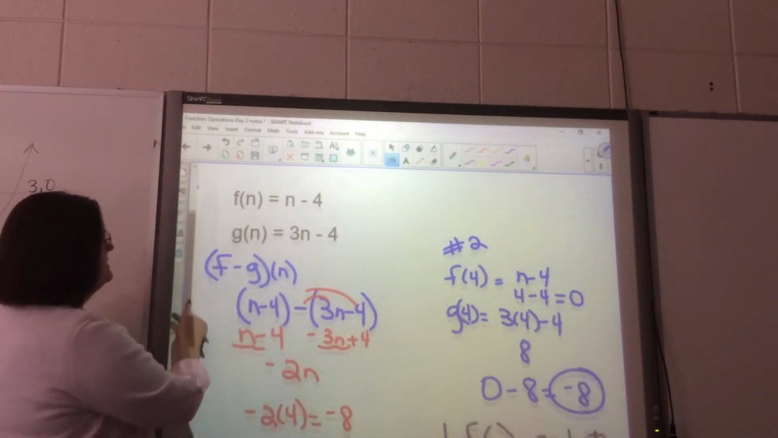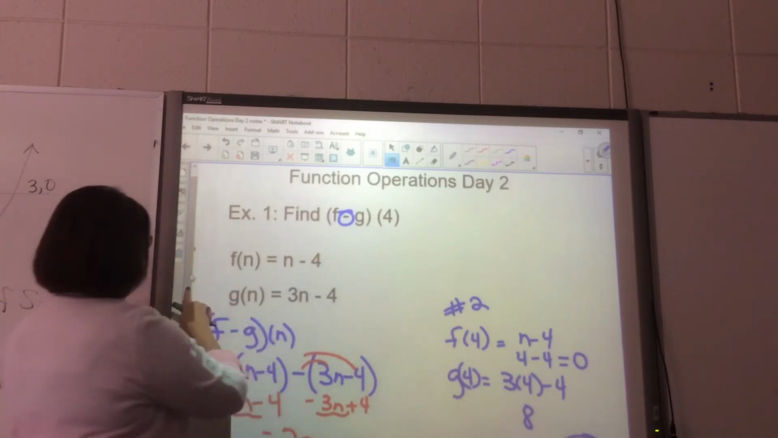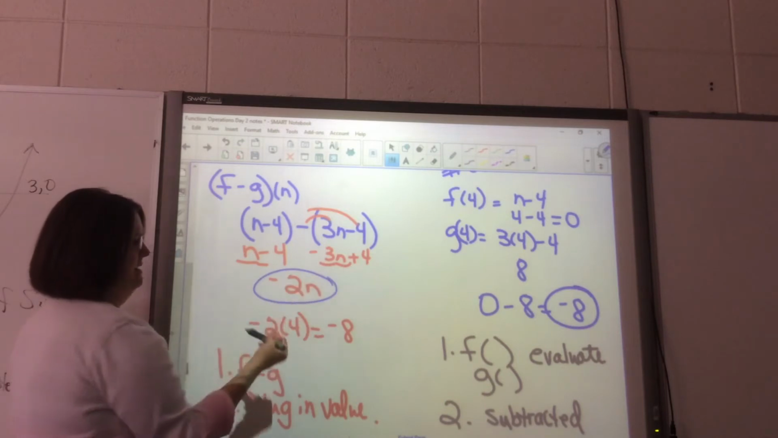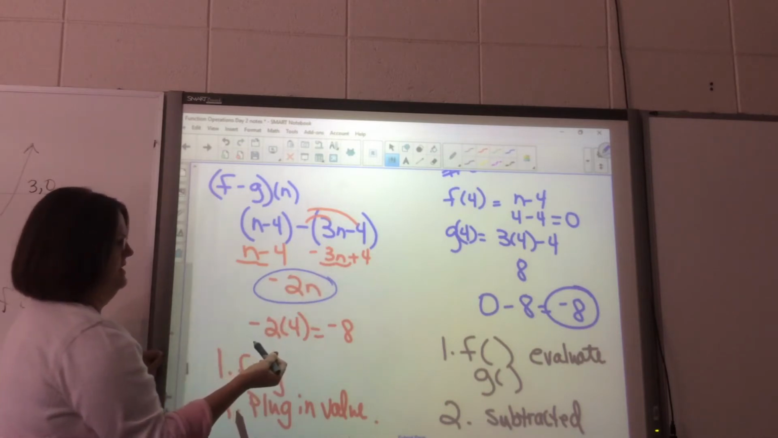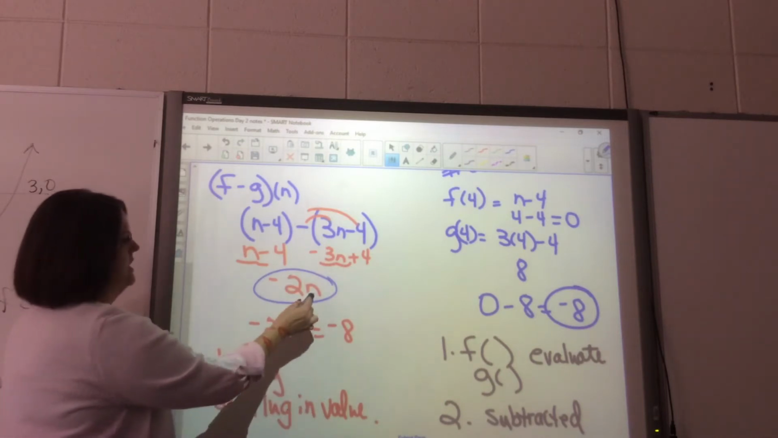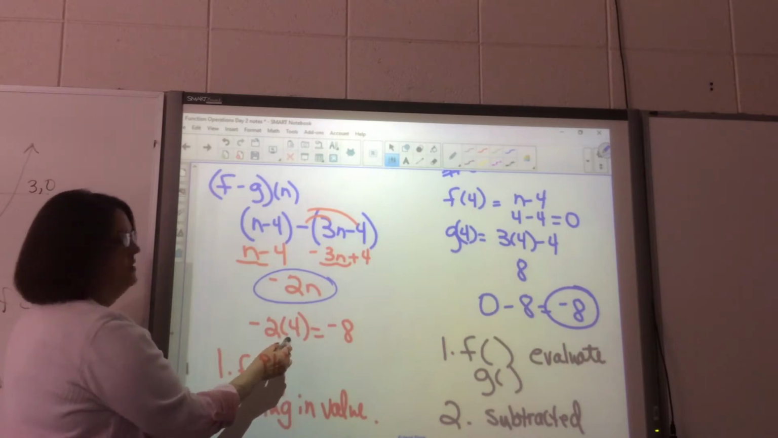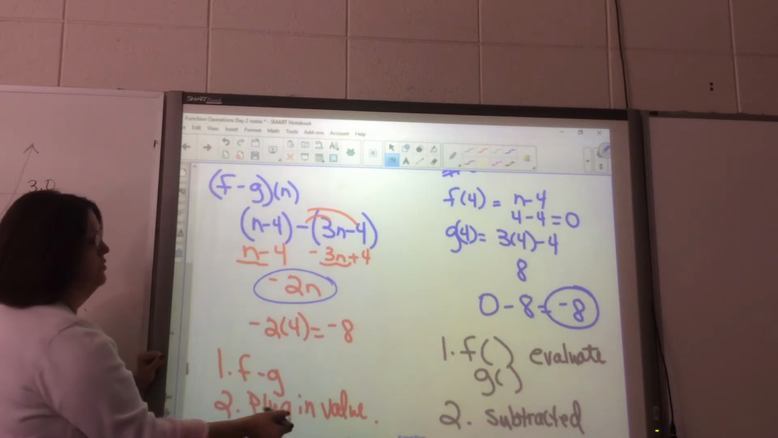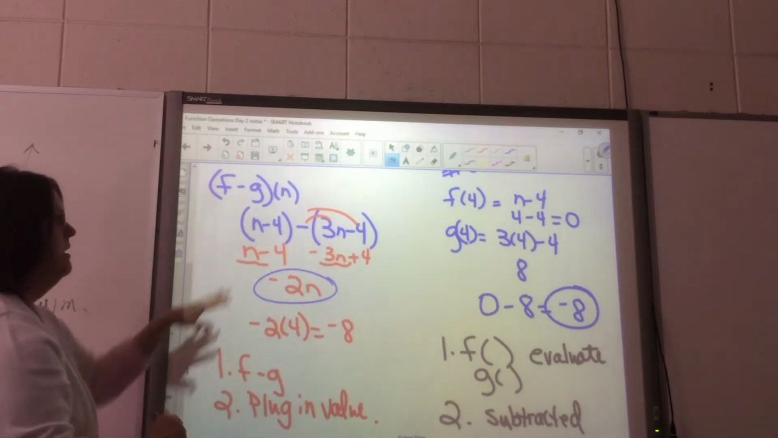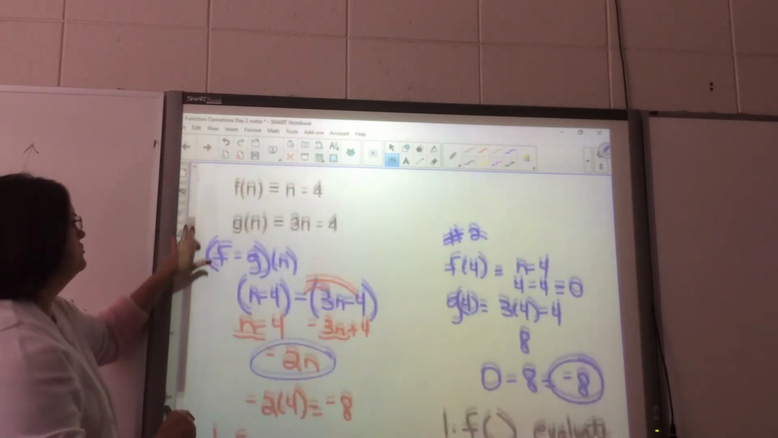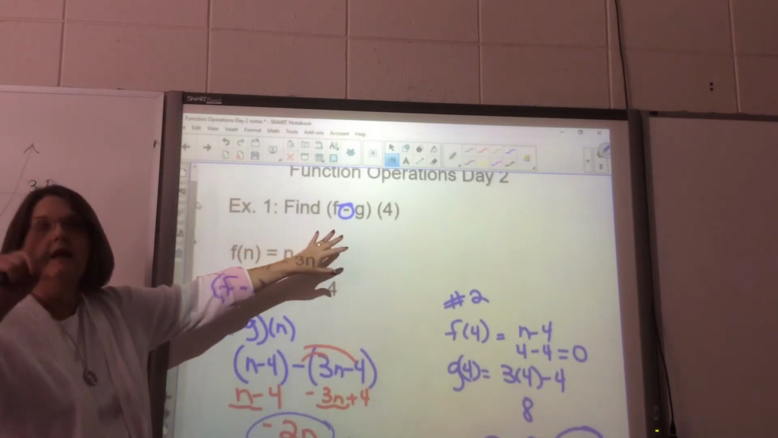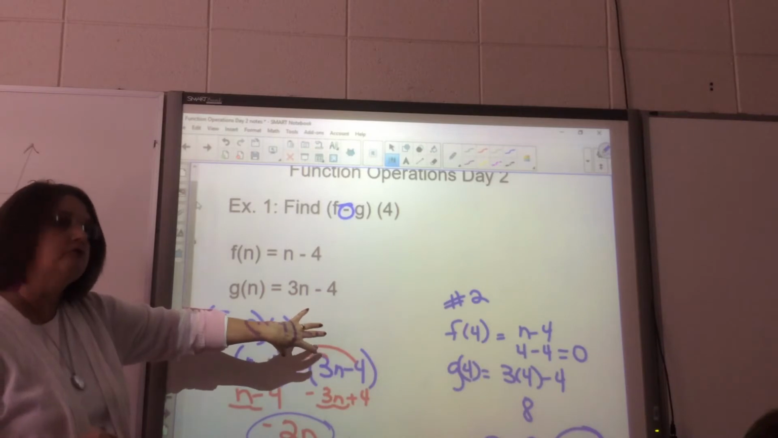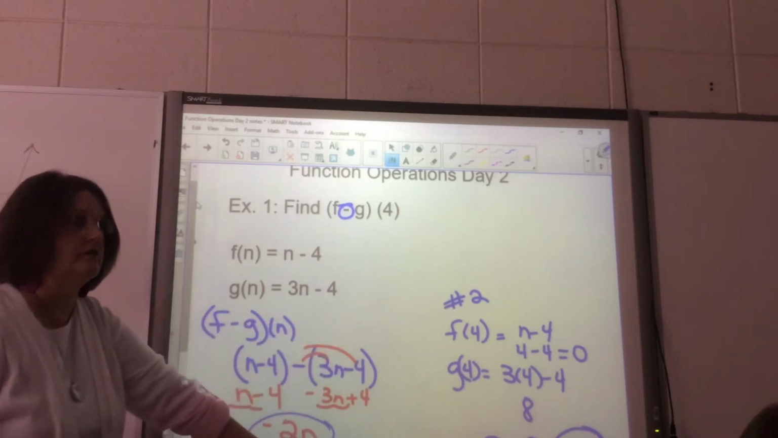So next, it says at 4. Well, on the previous video, we stopped right here and we didn't add anything to it. But because it says at 4, where you see n, you're going to put a 4. So negative 2 times 4 is negative 8. So your answer is negative 8. Now, that's one way of doing it. That's the first way, where you do f of n minus g of n first, and then you substitute the number in.